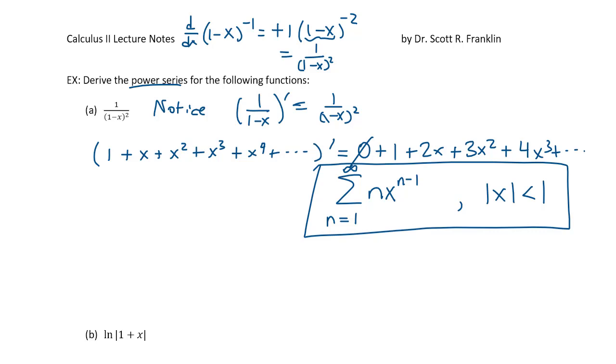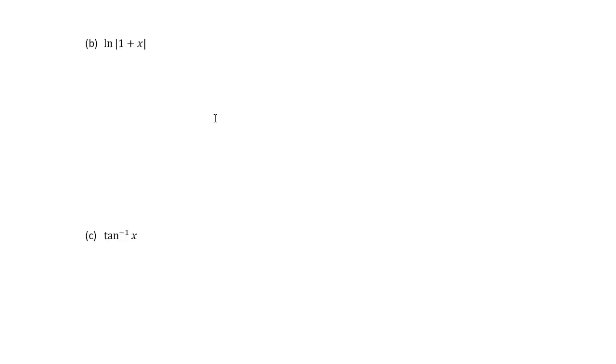But it takes some creative observation. You have to recognize that this turned out to be the derivative of a function whose power series we know. It gets harder and harder. How is this related to 1 over 1 minus x? How can I get from this to something like this?